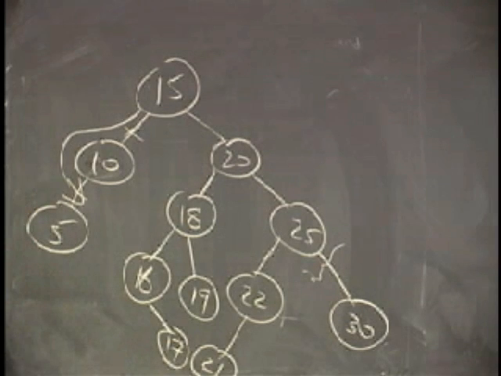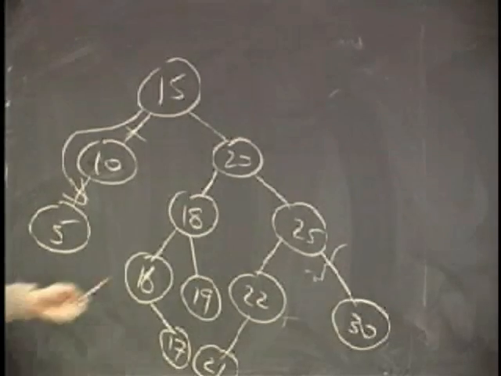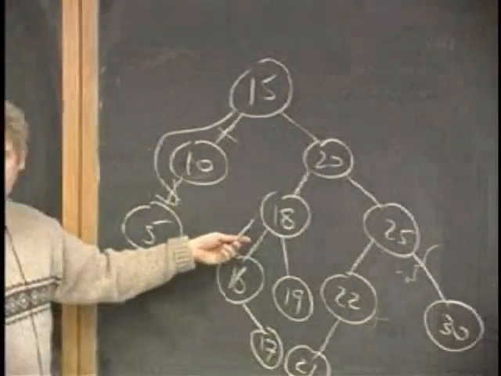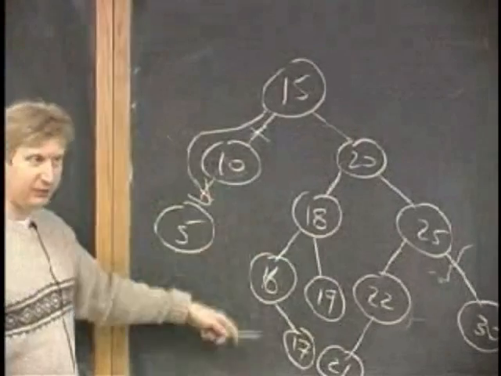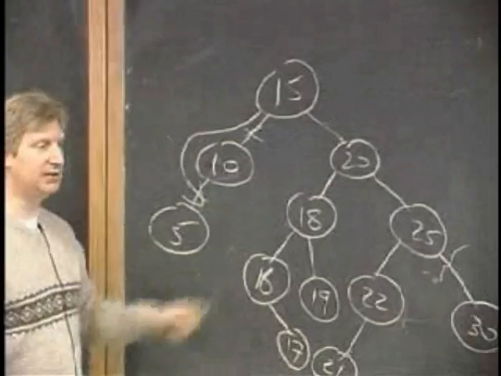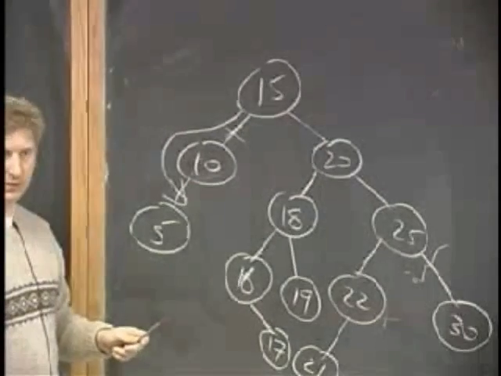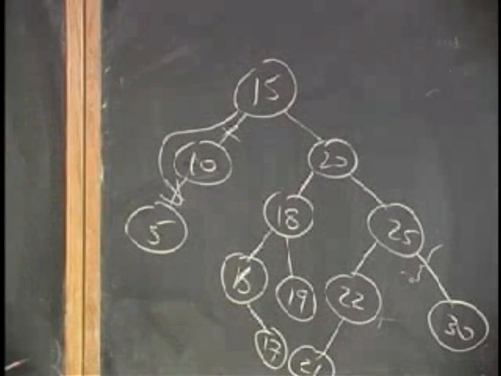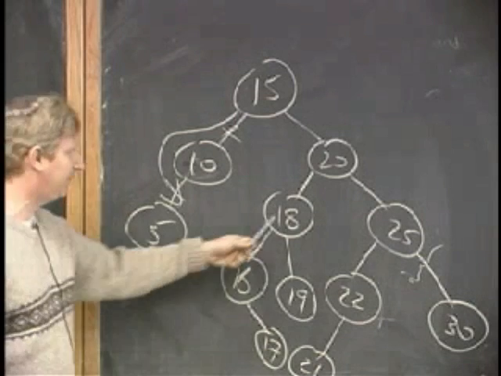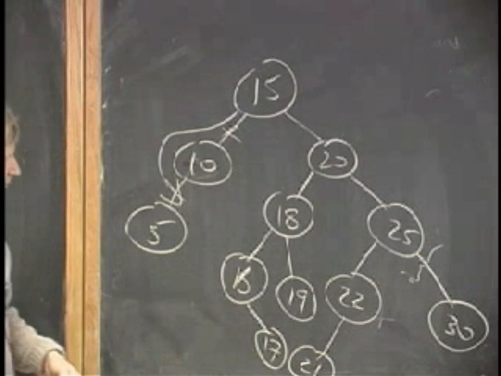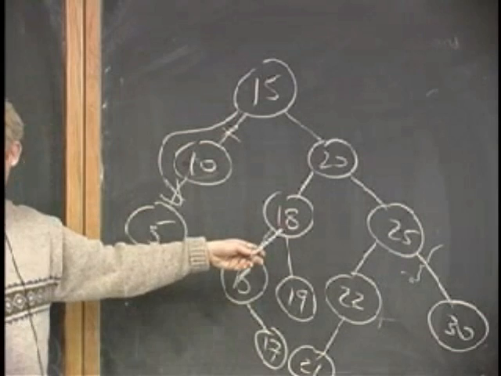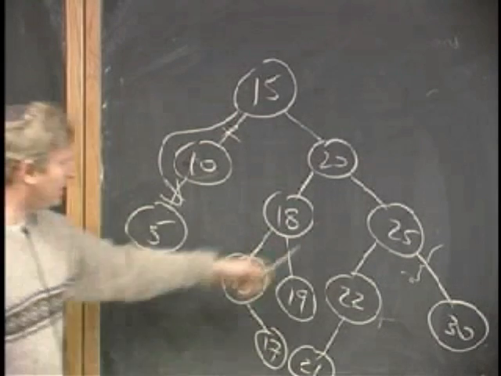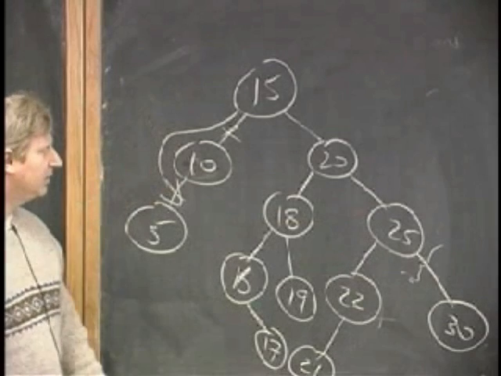So here's the trick. We're really good at deleting leaves, right? What we're going to try to do is get rid of 18 by finding a leaf that can take its place. Everyone understand? Now, what leaf could take its place? What leaf could possibly fit in here? 19 could fit in there. What is it in general? What leaf could take the place of 25?